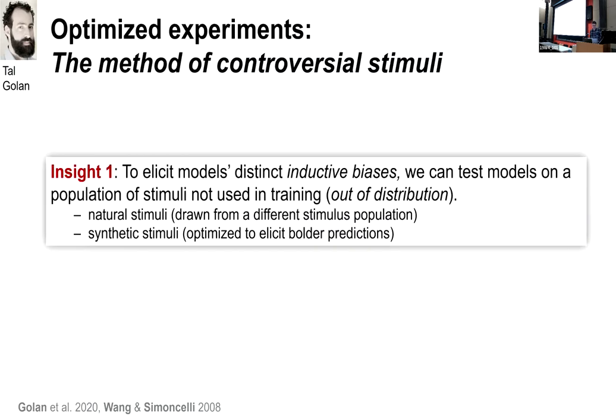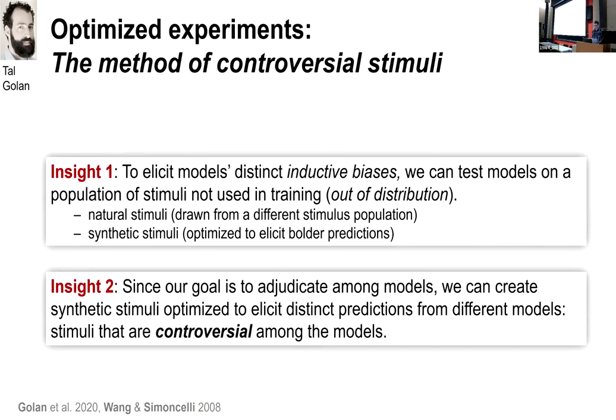This was spearheaded in the lab by Tal Golan, who's now a professor at Ben Gurion University in Israel. Tal's first insight was that to elicit models' distinct inductive biases, we can test the models on a population of stimuli not used in training, so out of distribution. And then the second insight was that since our goal is to adjudicate among models, we always want to compare models, and that's how we can make progress. We're inspired by Popper and Lakatos in this respect.